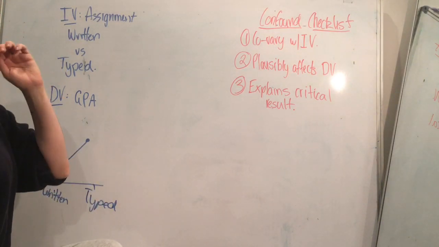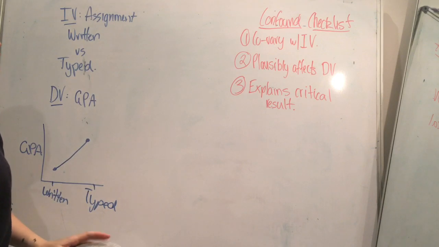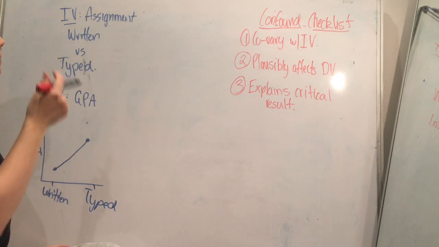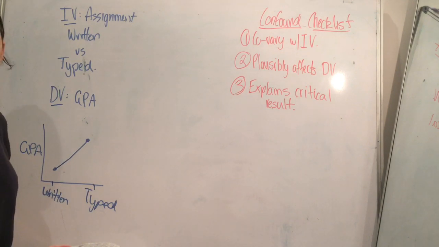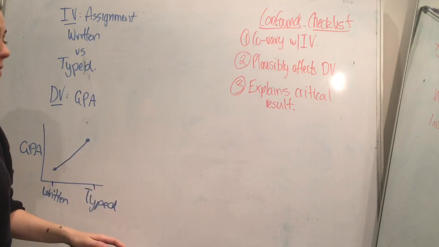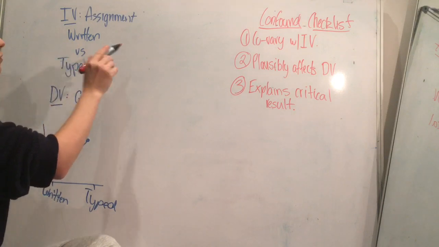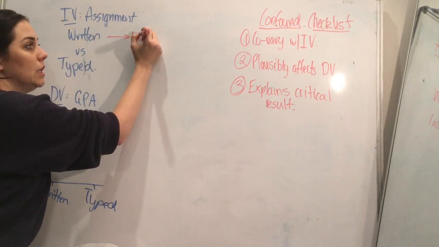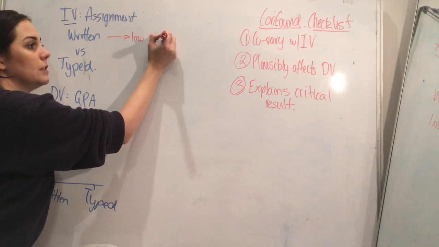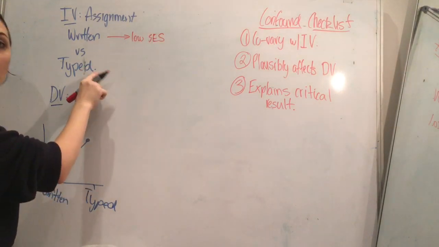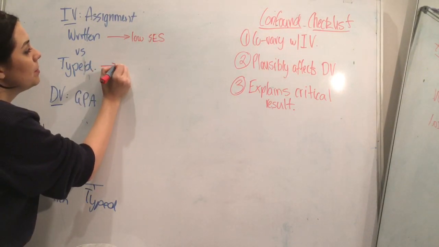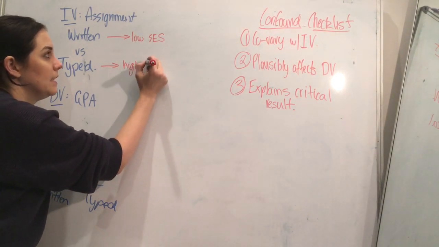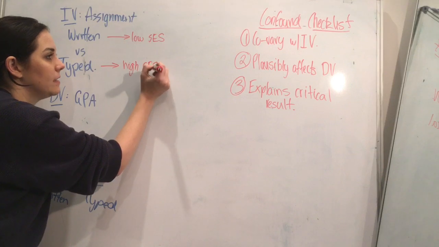So first of all, covaries with IV. A few things that jump out at me with written versus typed papers, I guess the first one is socioeconomic status. So those who write their papers probably have a lower SES, and those who type their papers potentially have high SES.